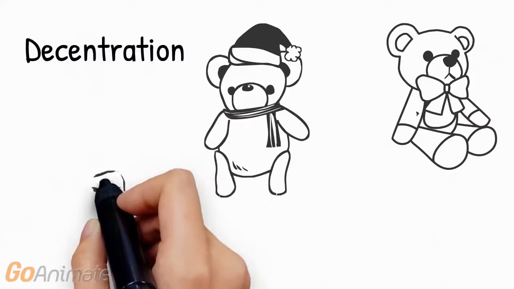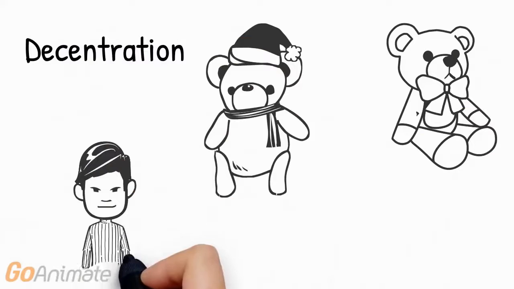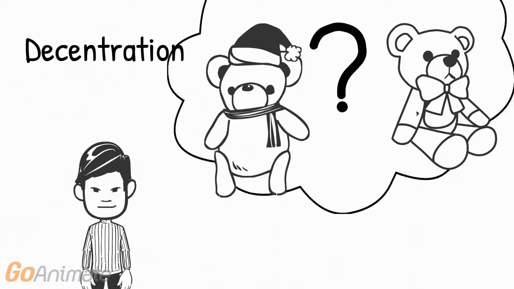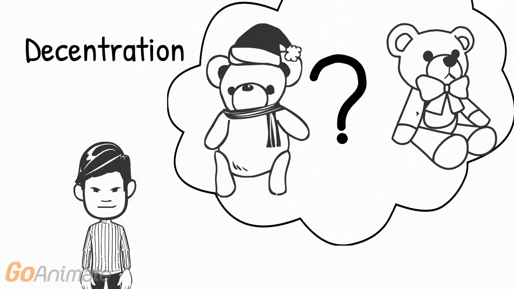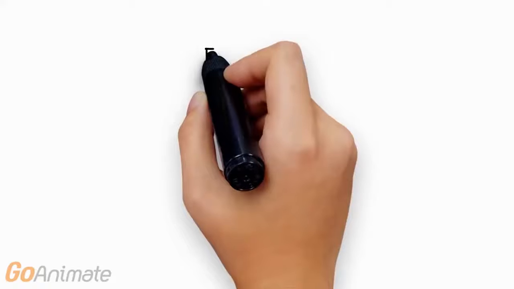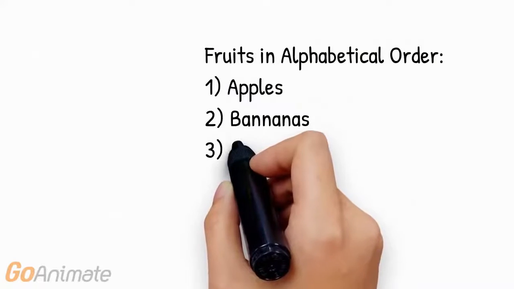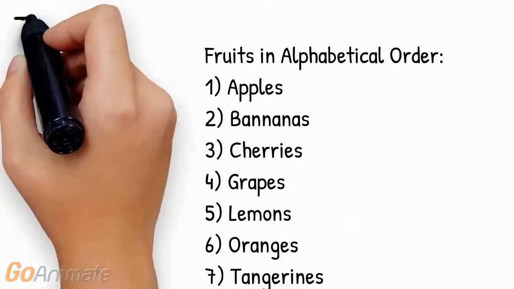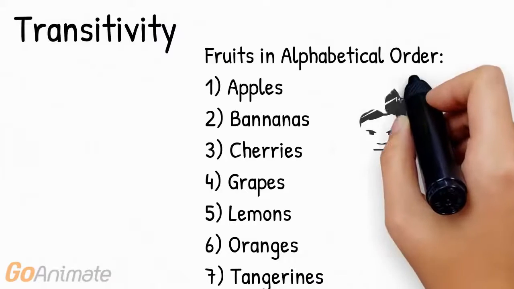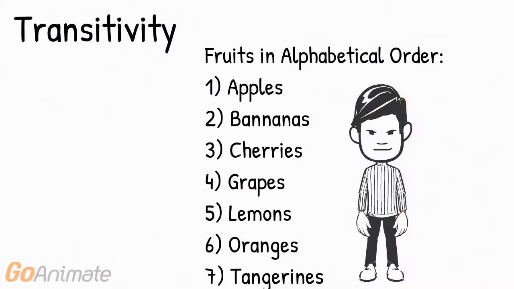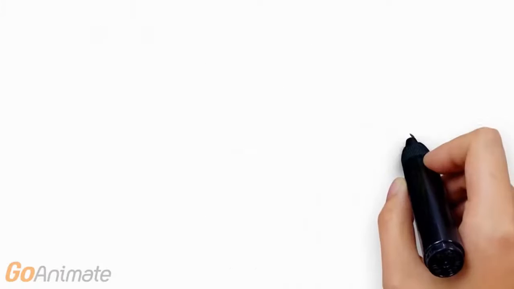For example, if a child was choosing between two teddies, he could look at the different aspects of the teddy bears, weigh the options, and decide which teddy bear he likes best and why. Concrete operational children know transitivity, which means that they are able to put things in order based on characteristics or criteria. For example, this child was able to put fruits in alphabetical order.